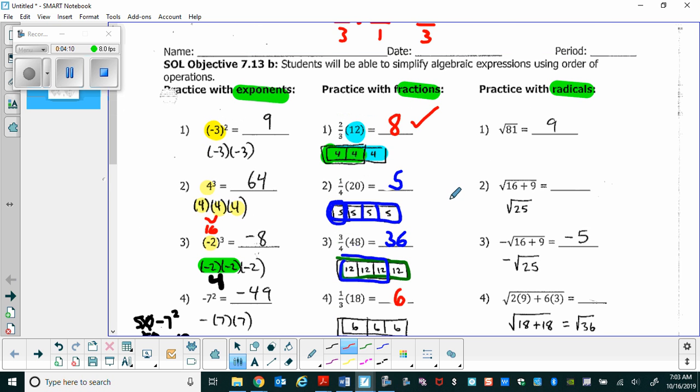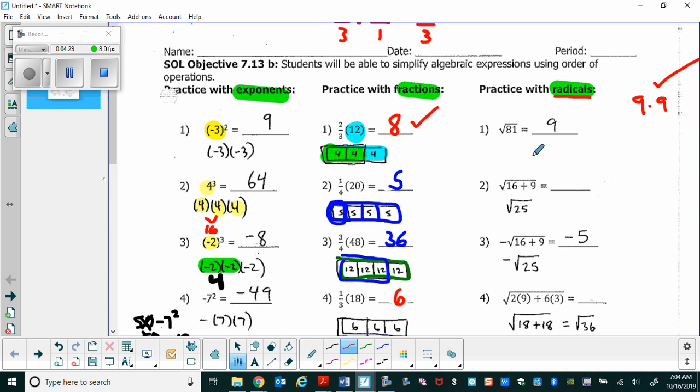All right, and now in our last column, we've got practice with radicals, and that's the fancy word for that square root sign. For example, for number 1, 81 is a perfect square, and we just want to know what number times itself would give you 81, so it's going to be 9. And friendly reminder to check, if you just do 9 times 9, you will get 81, so that's how you know you're right.